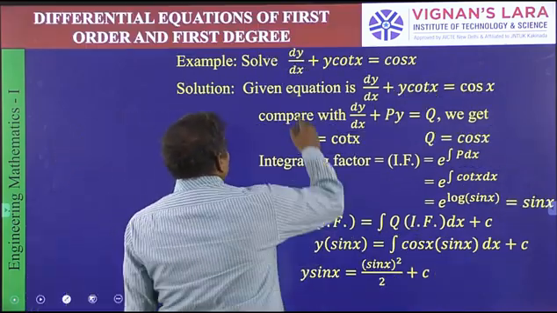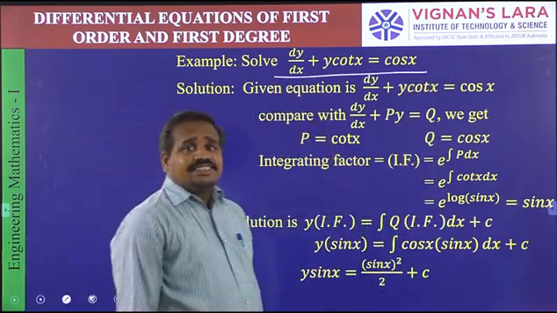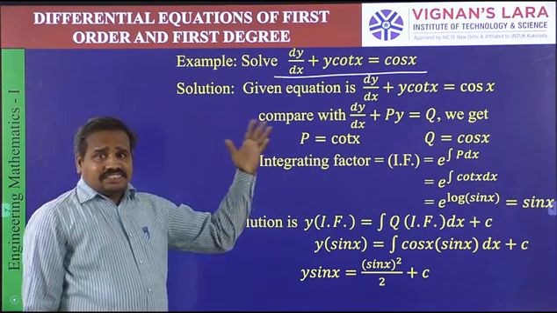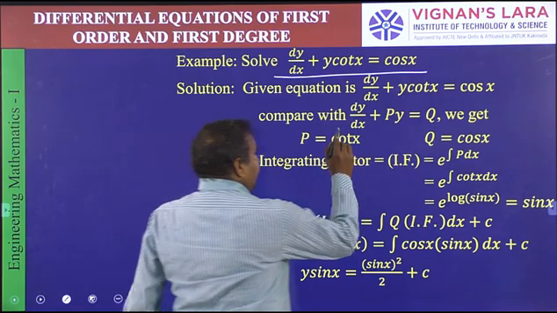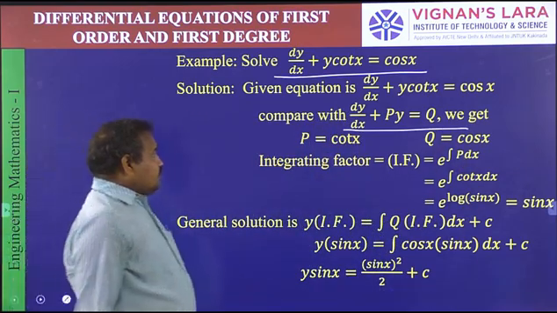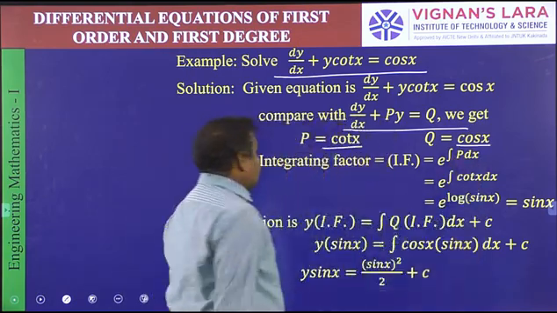Next problem. Solve dy by dx plus y into cot x is equal to cos x. Already given problem in the standard form and it is linear in y. So directly compare that one with dy by dx plus p into y is equal q. So what is the value of p? P is equal to cot x, q is equal cos x.